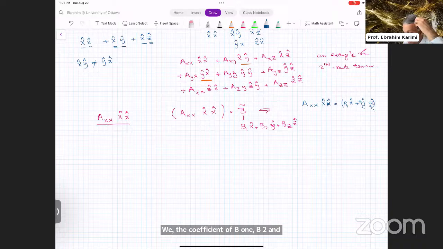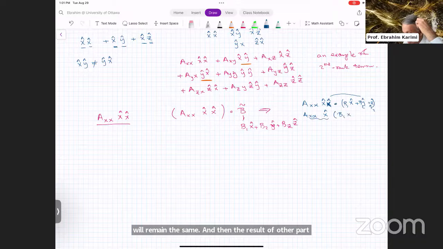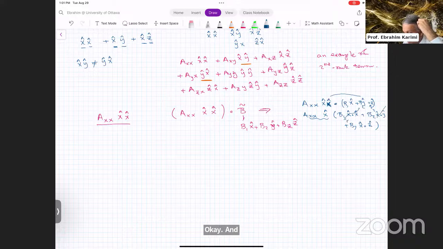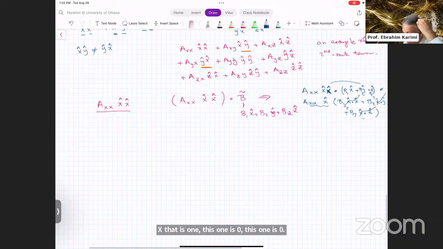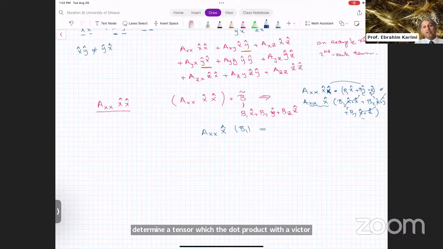And then the first vector here will remain on the other side. So the result will be x-hat, the first part remains the same, and the other part will be B1 x-hat dot x-hat plus B2 x-hat dot y-hat plus B3 x-hat dot z-hat. This one is one, this one is zero, this one is zero. So the result will be A x-hat times B1. So indeed, this kind of notation allows you to determine a tensor whose dot product with a vector brings you a projection onto a specific vector, let's say x-hat.